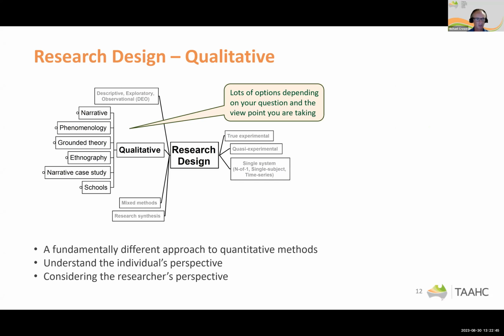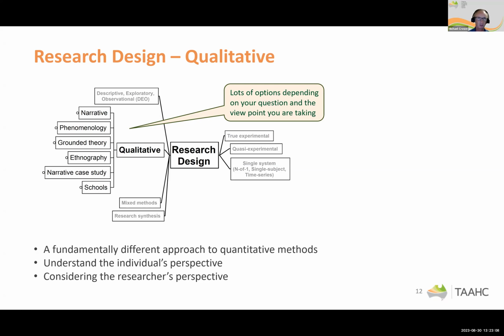Qualitative designs, I'm not going to go huge into this. I have done qualitative research, but I've moved back into doing more quantitative at this stage. But there is lots and lots of types of qualitative. The most common ones done in health are phenomenology and grounded theory.